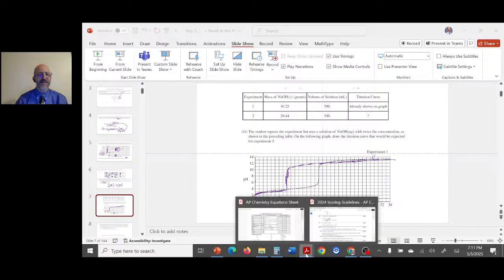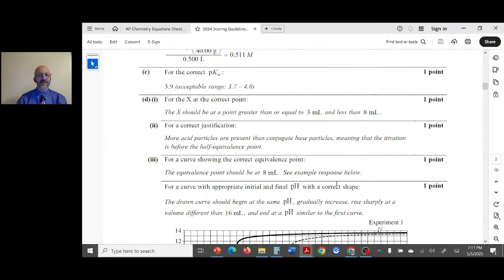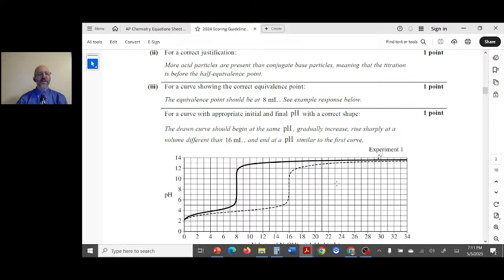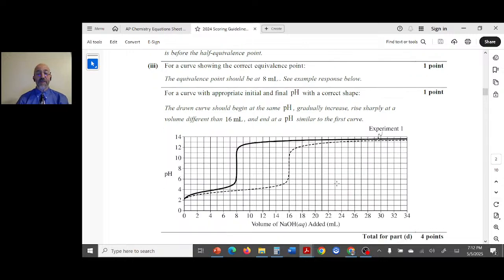Let's take a look and see what it says on the official scoring guidelines. So yeah, what they were looking for would be showing that the drawn curve, the one that's solid, begins at the same pH, gradually increases, rising sharply at, again, not 16 milliliters, but 8 milliliters. And I think this was worth 2 points, that the location of the equivalence point at 8 milliliters will earn you 1 point, and then in general showing the rapid rise so that it follows that general shape of a titration curve.